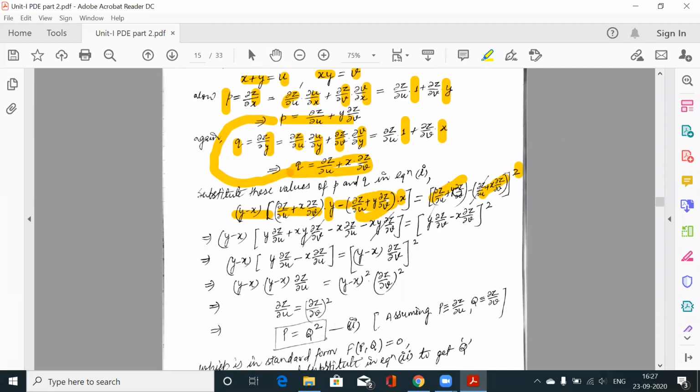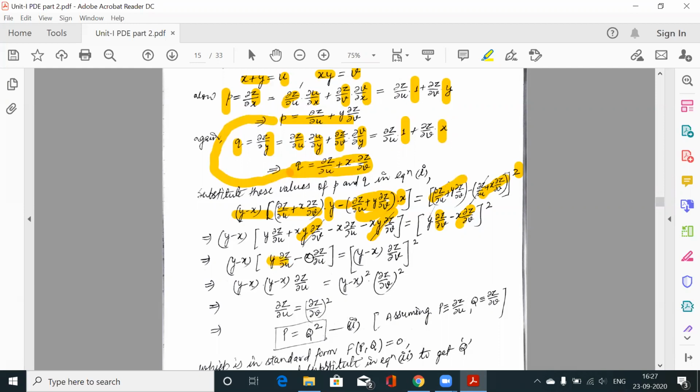So on the right hand side, you can observe that del z over del u and minus del z over del u are the same terms with opposite signs, so they can be cancelled out. What is left? y del z over del v minus x del z over del v. And on the left hand side, y is multiplied here: y del z over del u, xy del z over del v, similarly x del z over del u, xy del z over del v. These two terms are again the same with opposite signs, so they can be cancelled out. So what is left?